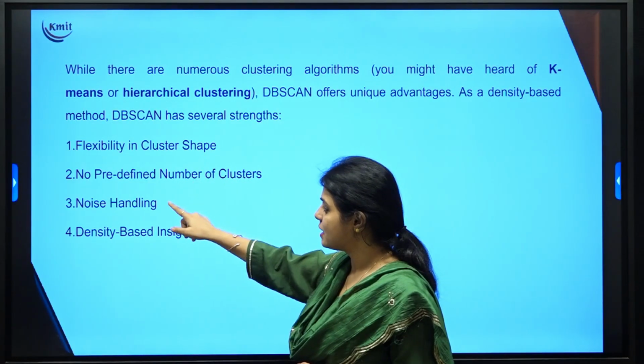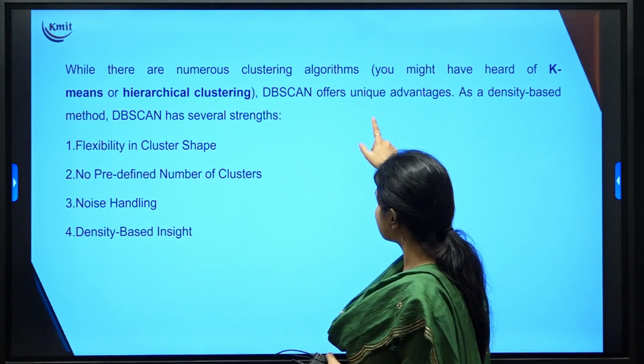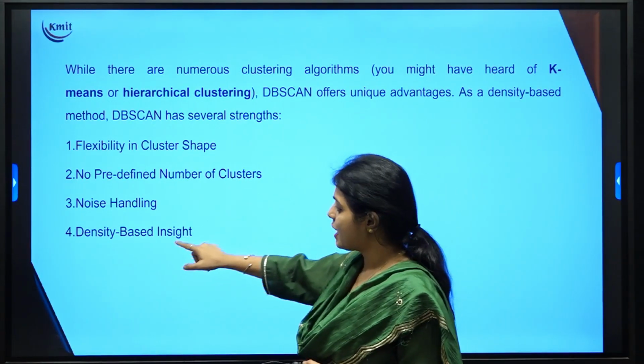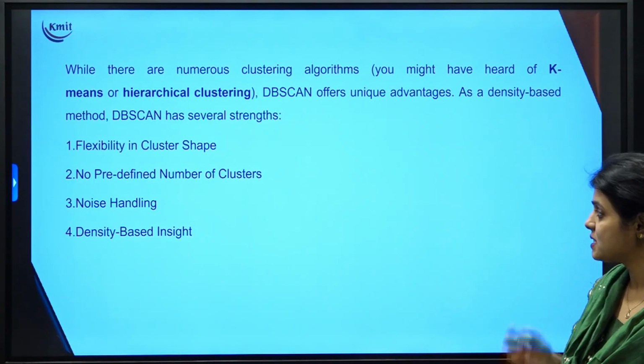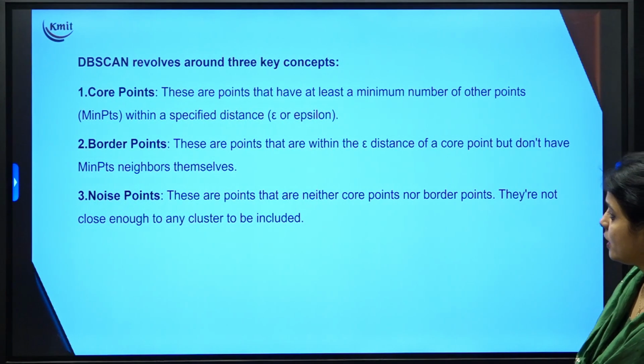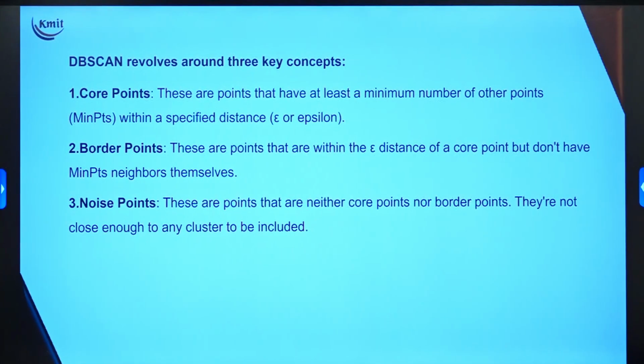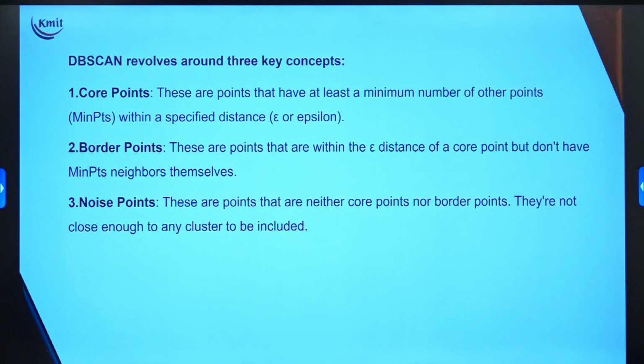DBSCAN also handles noise, because we are arranging the data into clusters based on density, and it is completely density based. These are some advantages of the DBSCAN algorithm. There are three important points that you have to understand about the DBSCAN algorithm. First one is, DBSCAN is all about core points. Core points are the points that have at least a minimum number of other points within a specified distance. If you have the minimum number of points, we call that a core point. We represent the distance as epsilon.